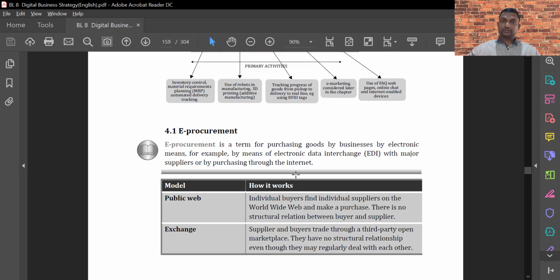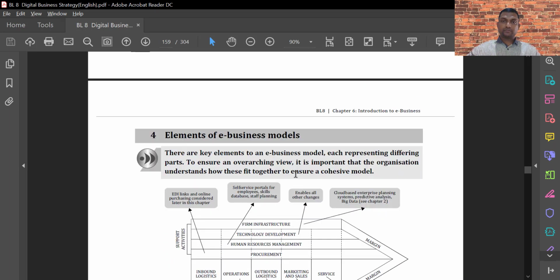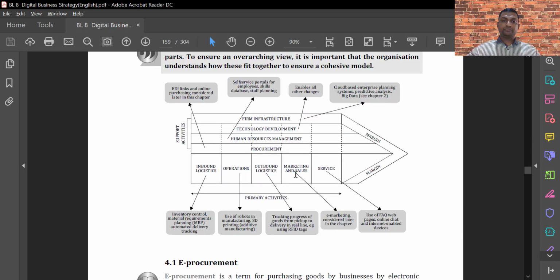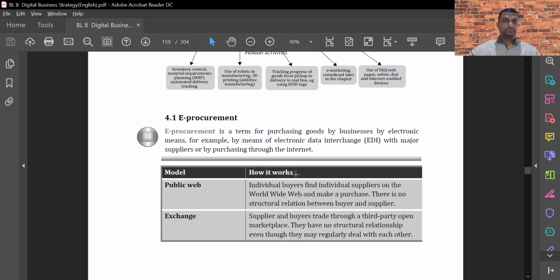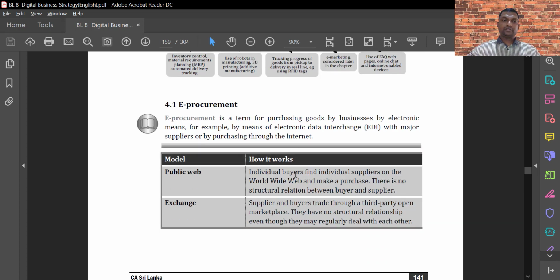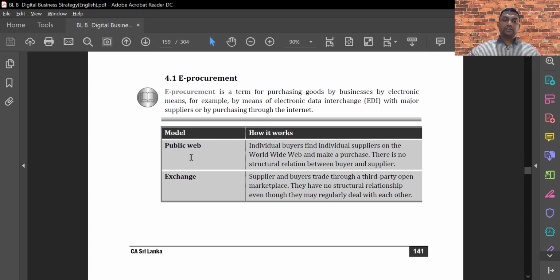So we are in chapter 6, Introduction to E-Business, and in chapter 6 e-procurement is described under 4.1. So you can see, if you look at what is e-procurement, it's the same procurement process, but this is done online using electronic methods, right? So when we are talking about e-procurement, we also talk about electronic data interchange, and this happens between suppliers and the purchasing organization. So there are different models.